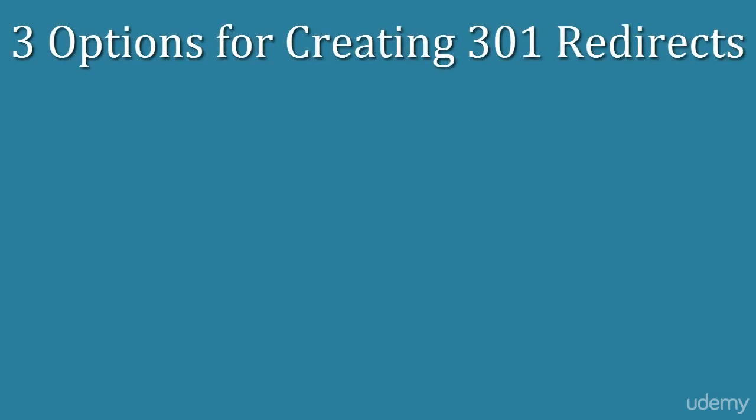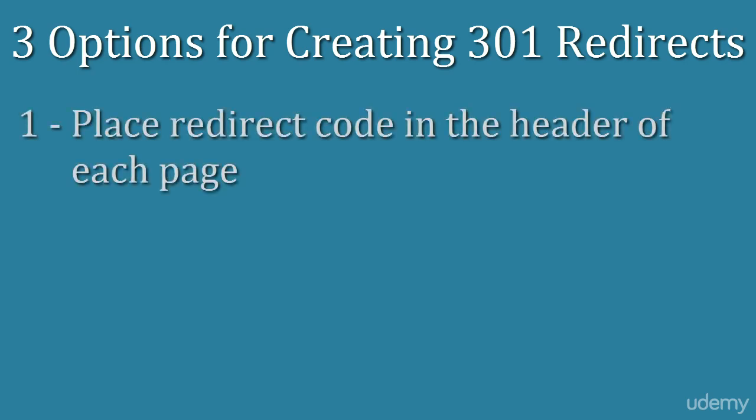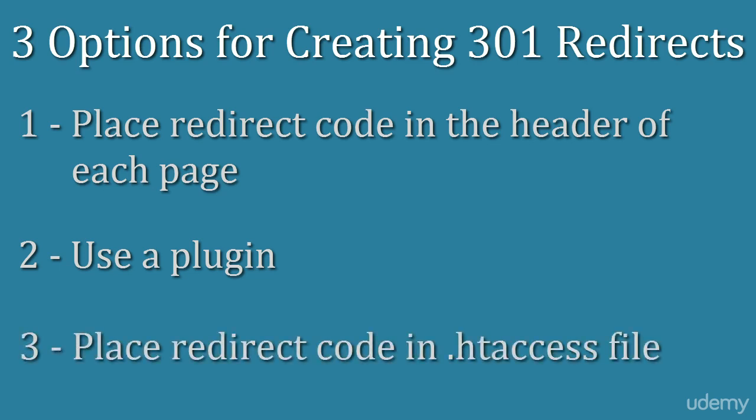So there are a few options for doing a 301 redirect. The first one is you can place the redirect code in the header of your site. If you have a PHP site, for example, I'll show you some code. The second option is if you're using WordPress, for example, you can use a plugin to help you redirect the pages. And then lastly, what you can do is you can add the redirects directly to your .htaccess file. So let's look at these three options and how to actually do this.